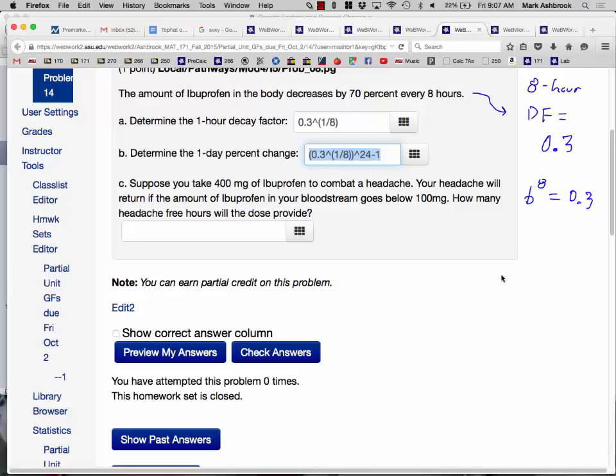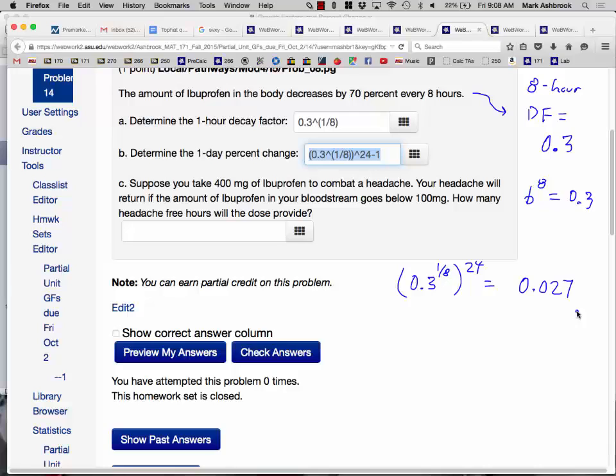So let's do the math here. It'll be easier to see. So what is the 1 day? The 1 hour growth factor or decay factor is that. That's the 1 day. Anybody got that? 0.3 to the 8th, to the third. 0.3 to the third. 0.027? That's the 1 day decay factor.